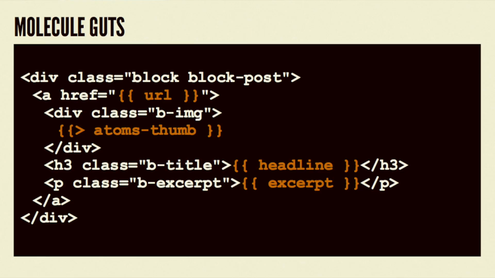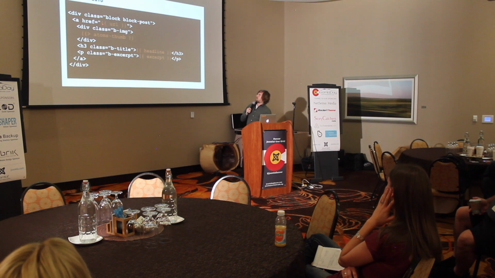So this is a little snippet of HTML where we're saying, OK, we're calling this a block post, which, whatever, naming things is hard. And all of the stuff in orange is Mustache code. So I'm giving it a dynamic URL for this link, a dynamic headline, and a dynamic excerpt. But the real power comes in this little greater than sign. We're telling Pattern Lab to include an atom called thumb, which is that nice little 400 by 300 image there. Whenever Pattern Lab compiles and builds, it's going to go out, search for that atom called thumb, and pull that in.